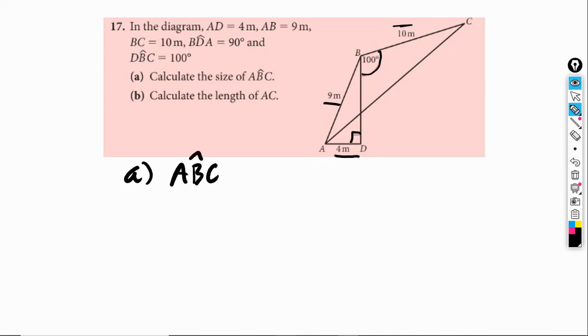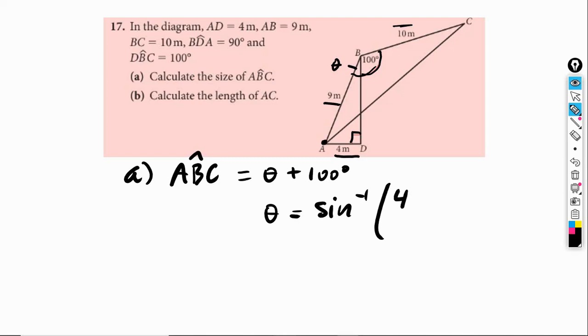So they want us to find the size of angle ABC. Now remember that when you look at angles, you start with A, so this is point A, and then B. So that means that they want us to find this entire angle, right? But we're missing a little piece here. Let's call this piece here theta. So we could say that angle ABC is equal to whatever theta is plus 100 degrees. So we can find theta using this right triangle that we have here.